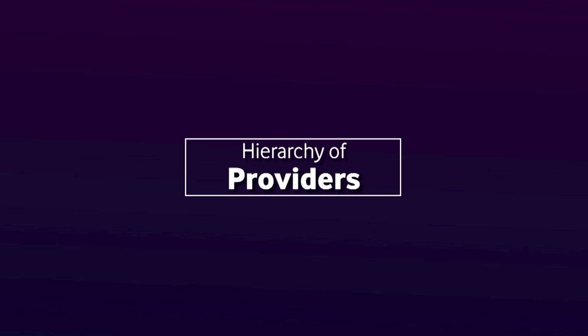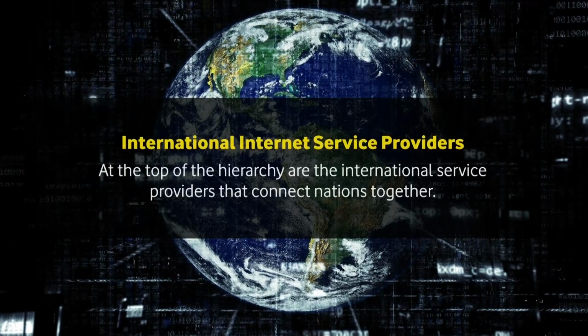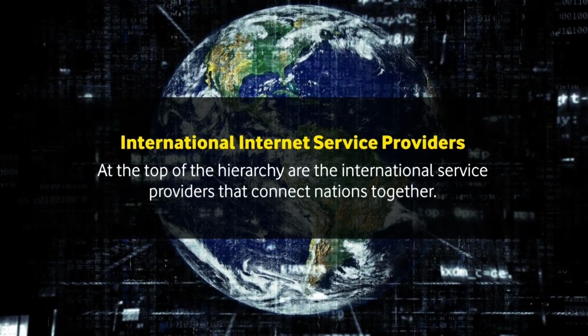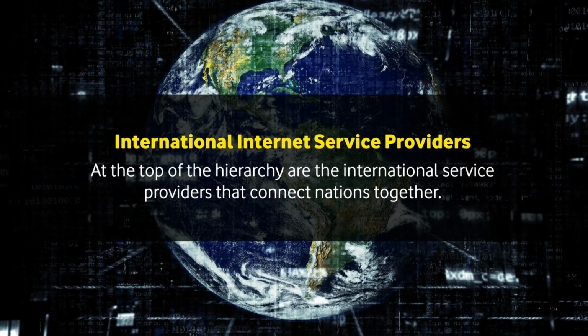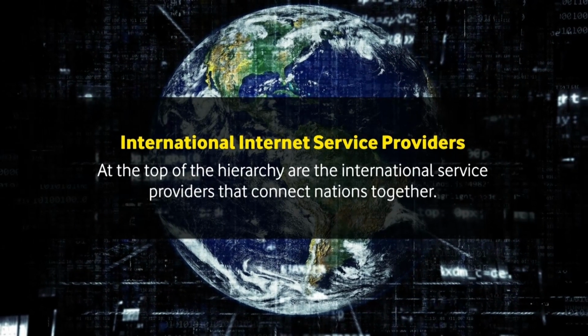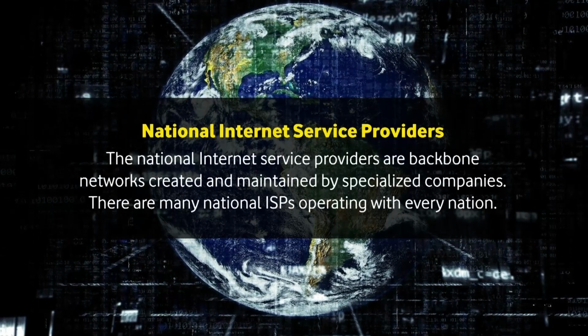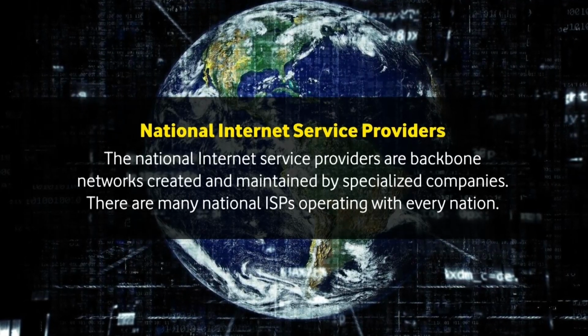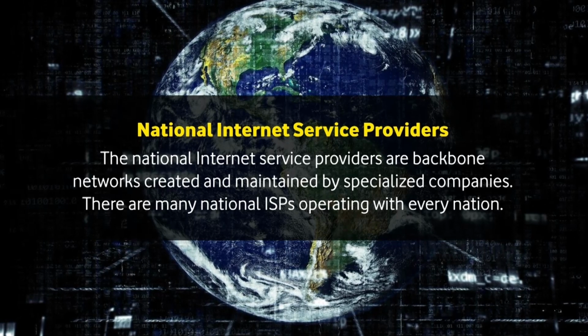So, let us see the hierarchy of the providers. In the earlier slide, we had seen right from the international to the local service providers. Let us focus on them one by one. International internet service providers, at the top of the hierarchy, connect nations together. The major task of these service providers is to connect the networks from one nation to another. Next in the hierarchy come the national internet service providers, which look into the national aspects of connecting.